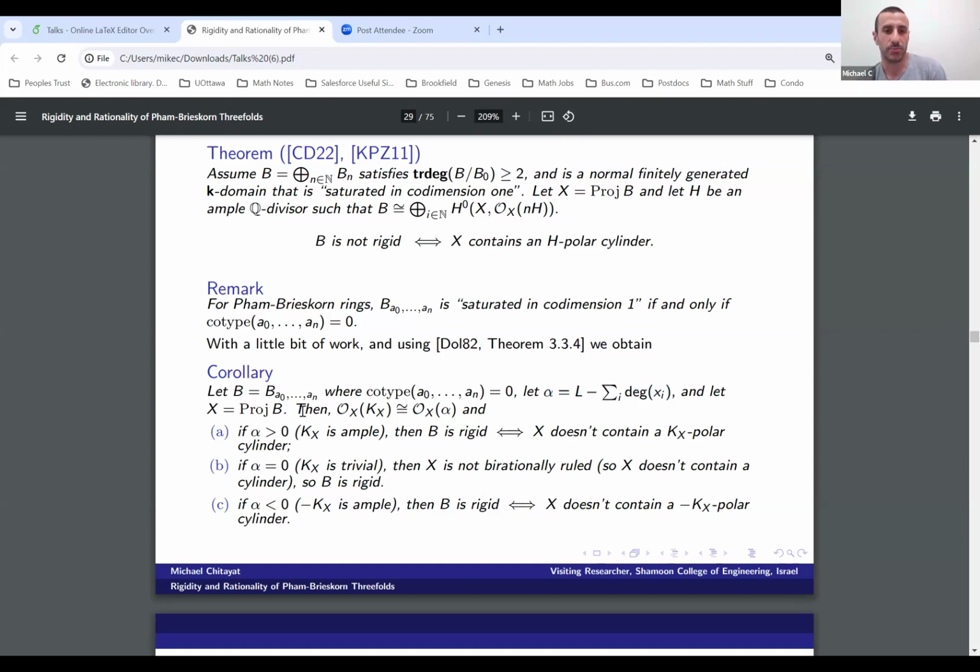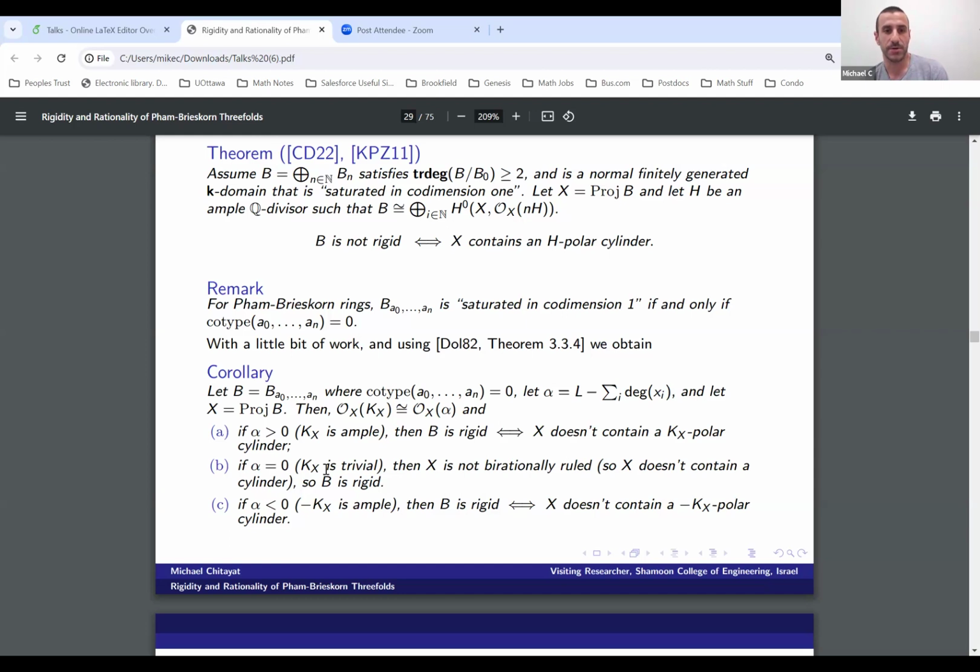Then it turns out that we have this isomorphism of sheaves. So this isomorphism here, and this is where we use Dolgachev. And the following three things are true. So if alpha is positive, so the amplitude is positive, then the canonical divisor is ample, and B is rigid if and only if X doesn't contain a canonical polar cylinder.